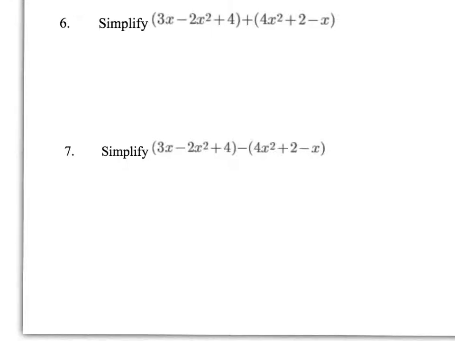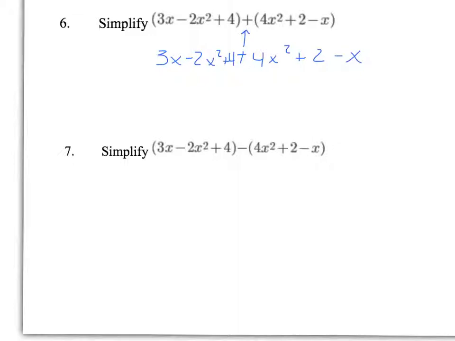Next, you're supposed to simplify 3x minus 2x squared plus 4 plus 4x squared plus 2 minus x. Since this is a plus sign, we can just write down 3x minus 2x squared plus, oh, I'm almost out of room, 4 plus 4x squared plus 2 minus x, because those parentheses aren't really doing anything.